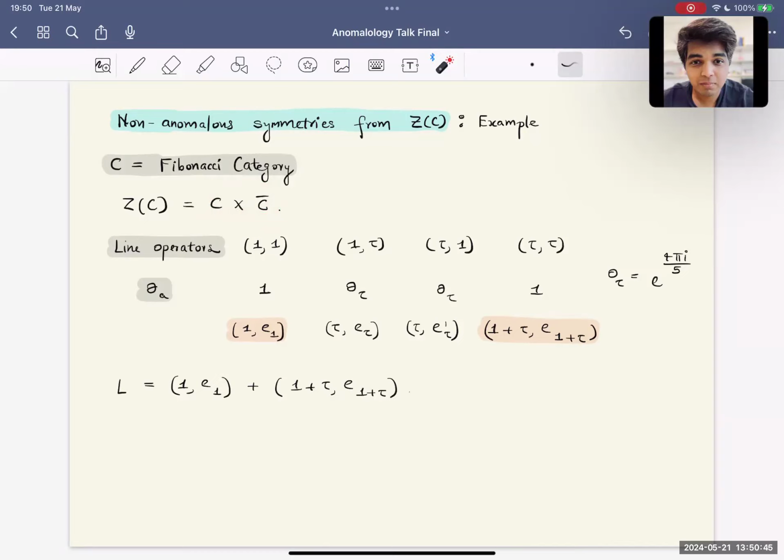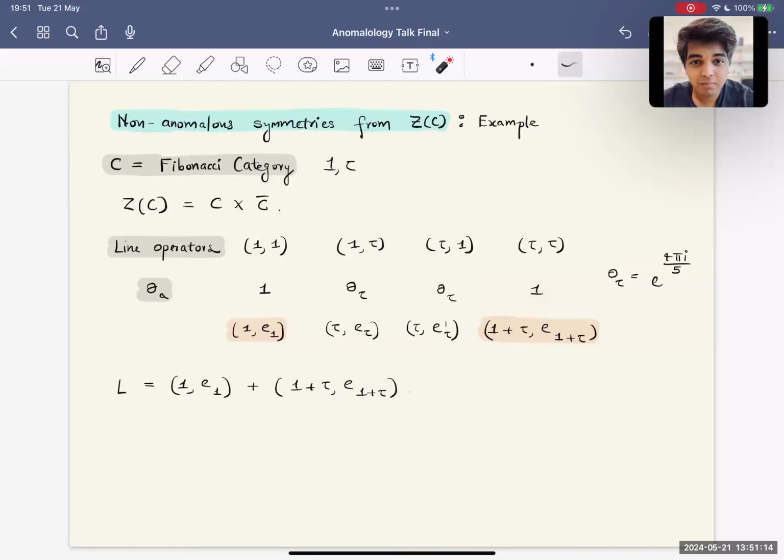So the line operators can be written in a very simple way in the SymTFT. Remember, the line operators in Fibonacci are 1 and tau. So the line operators in the SymTFT can be written as (1,1), (1,tau), (tau,1), (tau,tau). Now these have spins. These are the spins: 1, theta tau, which is this complex number, again theta tau, and 1. So we have these.